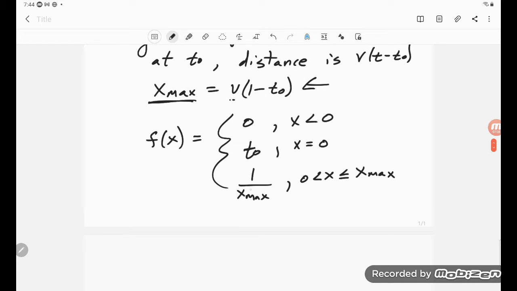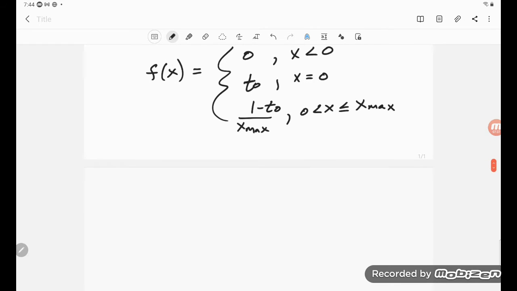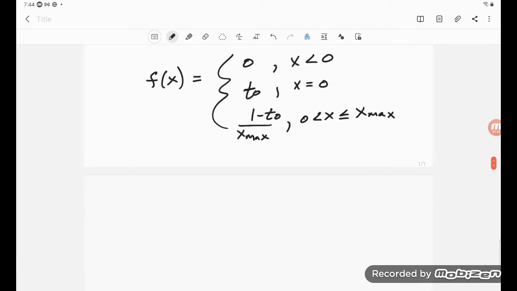Now, but that's going to be off because that would give me a total probability of 1 plus the t0. So I have to shorten this up or bring it down by that 1 minus t0. I have to multiply by that because that's how much I have left to use. So if I multiply by the 1, I get a 1 minus t0 here over x max. Okay, so that's my PMF.